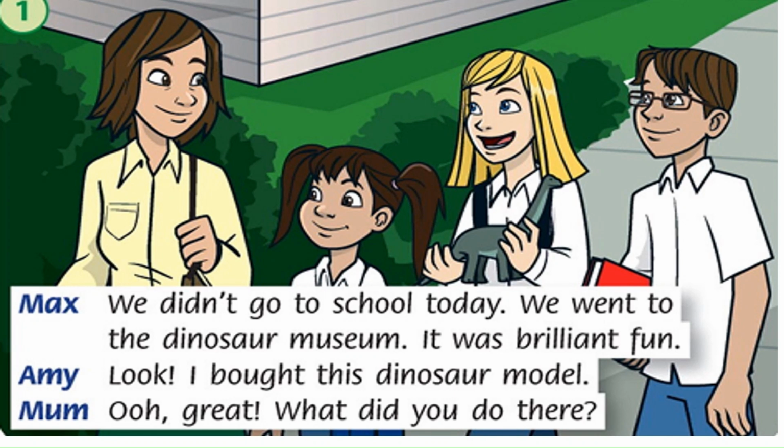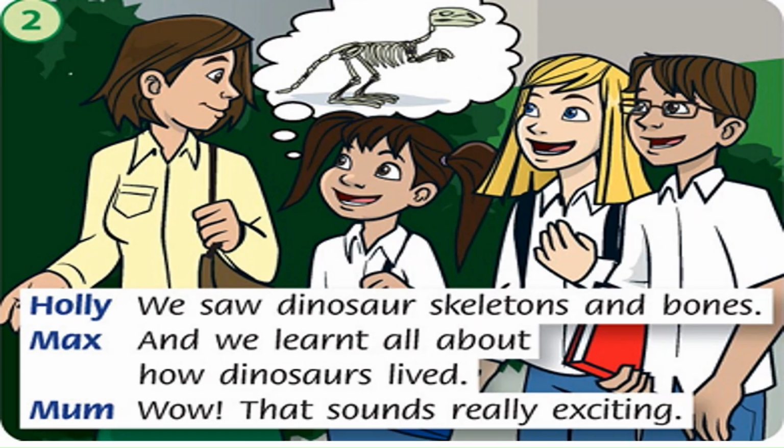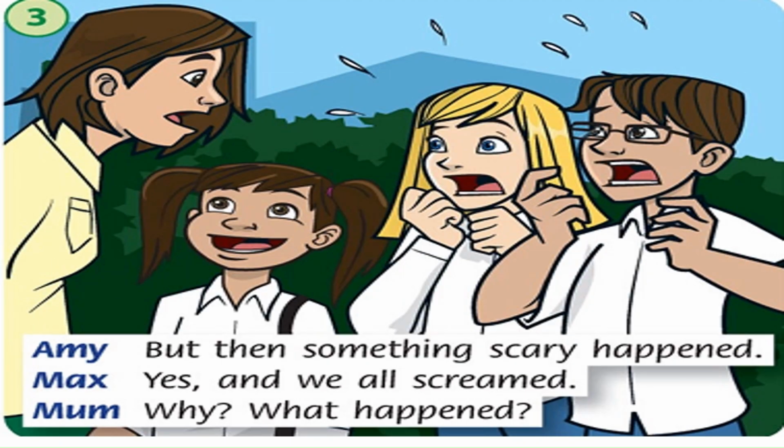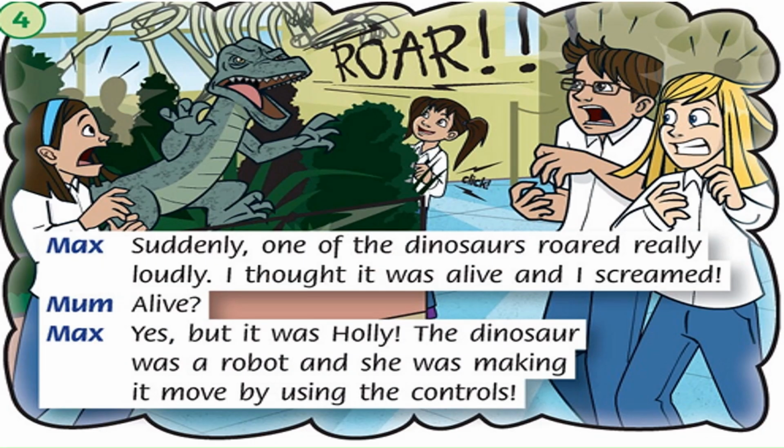We didn't go to school today. We went to the dinosaur museum. It was brilliant fun. Look, I bought this dinosaur model. Ooh, great. What did you do there? We saw dinosaur skeletons and bones. And we learned all about how dinosaurs lived. Wow. That sounds really exciting. But then something scary happened. Yes, and we all screamed. Why? What happened? Suddenly, one of the dinosaurs roared really loudly. I thought it was alive and I screamed. Alive? Yes, but it was Holly. The dinosaur was a robot, and she was making it move by using the controls.